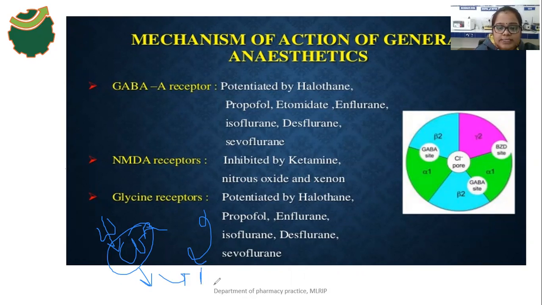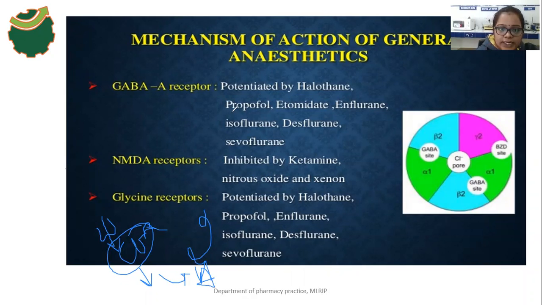As a result of hyperpolarization, the propagation of nerve impulses from one neuron to another neuron, or from neuron to effector organs, is inhibited. That's why the person is unable to feel pain during surgical procedures. This is the mechanism of action of general anesthetics.